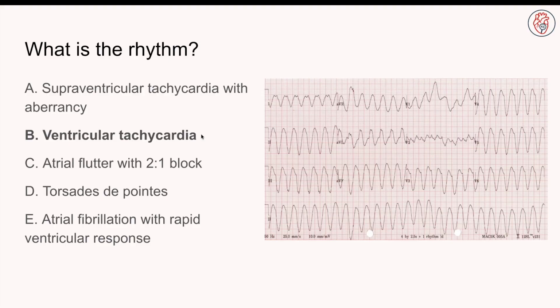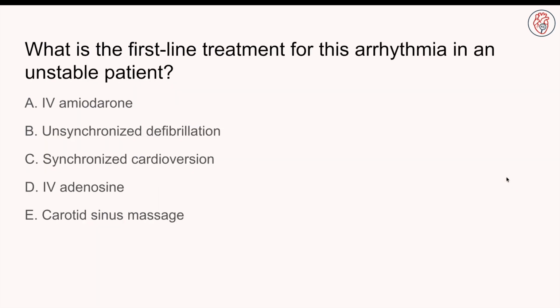So our only wide options here are actually ventricular tachycardia and torsades de pointes. And then you just need to know that because these are monomorphically the same, we're going to go with the VTAC as opposed to torsades. All right, what is the first line treatment for this arrhythmia in an unstable patient?